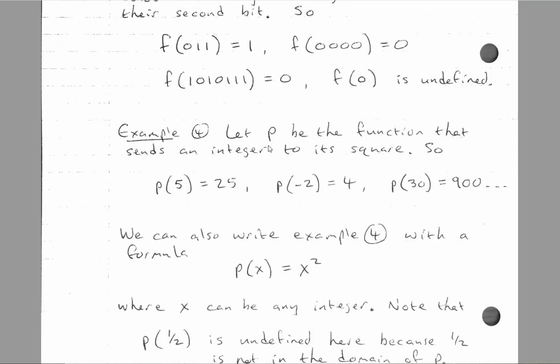All right, and one more example. A new function p sends an integer to its square. So p sends 5 to 5 squared, that's 25. Negative 2 times negative 2 is 4. 30 gets sent to 30 squared, that's 900. So these are just 3 integer examples, but the input can be any integer.